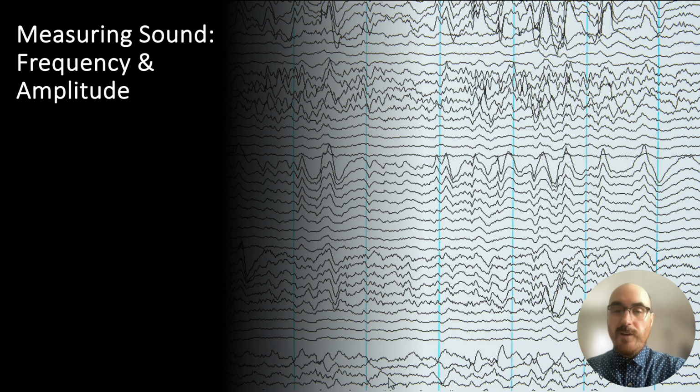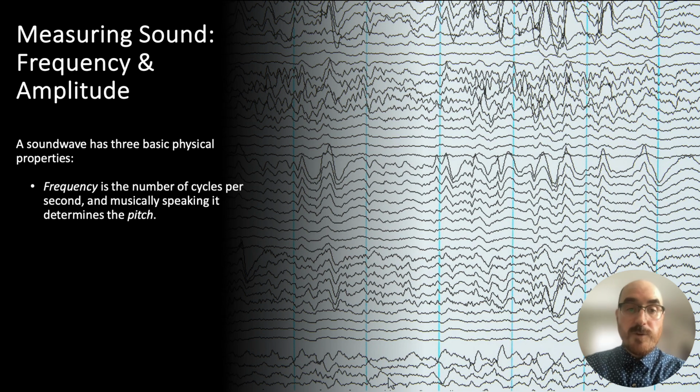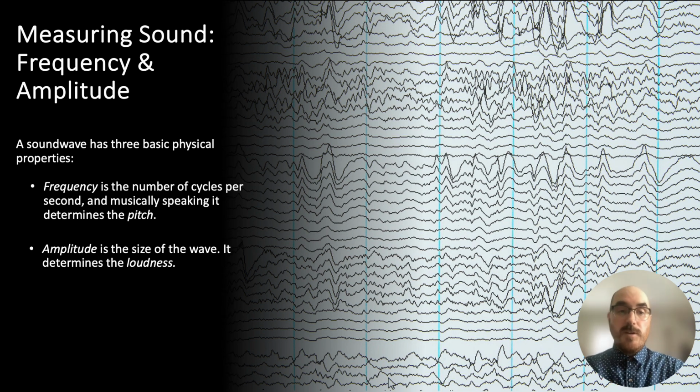So, measuring sound. Let's talk about these terms because they're going to be really important when we get to editing music and recording music. What sort of measurements do we have? Sort of like when we were talking about weight, we have pounds or kilograms. A sound wave has three basic physical properties: frequency, which is the number of cycles per second, and musically speaking, it determines pitch. Amplitude is the size of the wave. It determines loudness. And waveform is the wave shape.